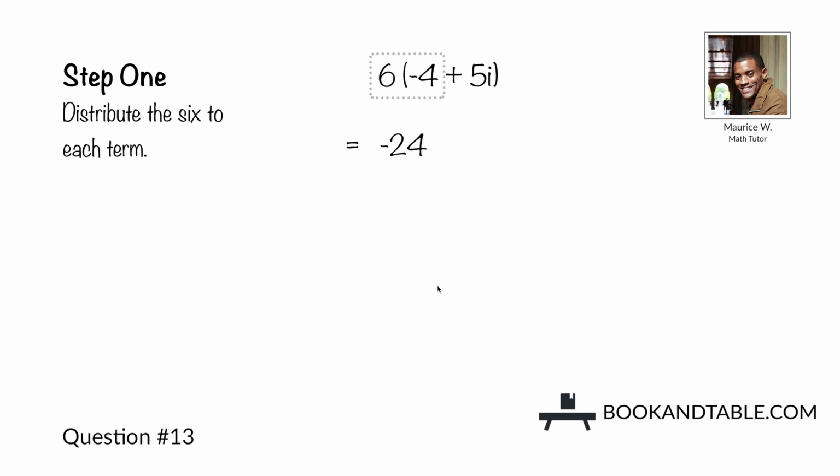Step 1, distribute the 6 on the outside to each term inside the parentheses. When we do so, 6 times negative 4 is equal to negative 24. And 6 times 5i is equal to 30i. So we get a product of negative 24 plus 30i. So that is the answer to question number 13.